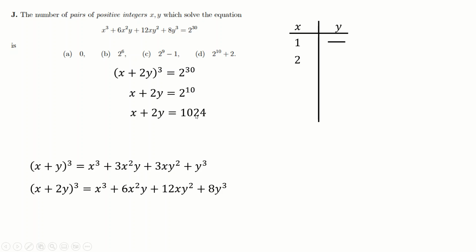When x is 2, you get 1022 here, divided by 2 is 511. When x is 4, you get 1020, divided by 2 is 510. When x is 6, and so on. And you can keep doing this all the way until you get to when x is 1022. And then y just needs to be 1 to get to this. So how many pairs are there here? Well, count the y's, 1 to 511 is 511 pairs. And 511 is very conveniently 2 to the power 9, which is 512, take away 1. And that's our number of pairs here.